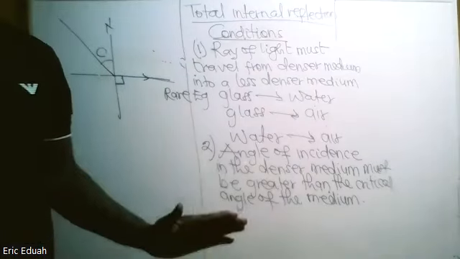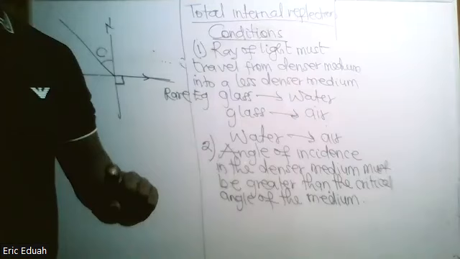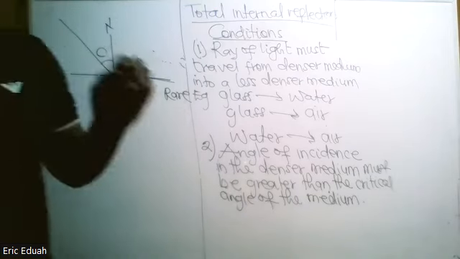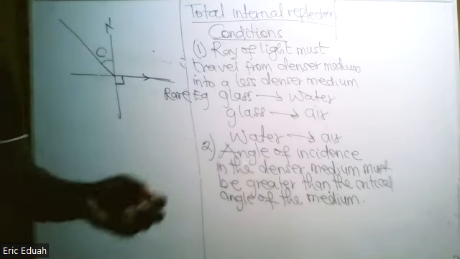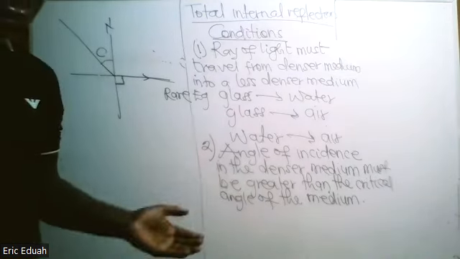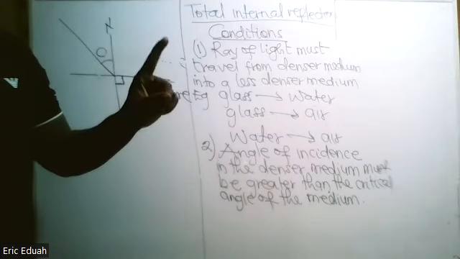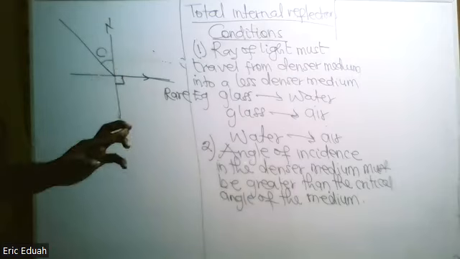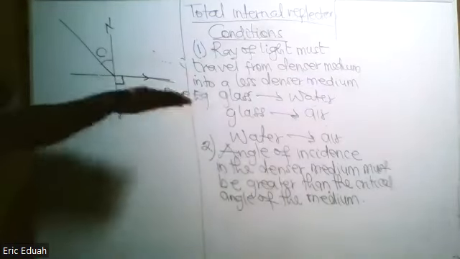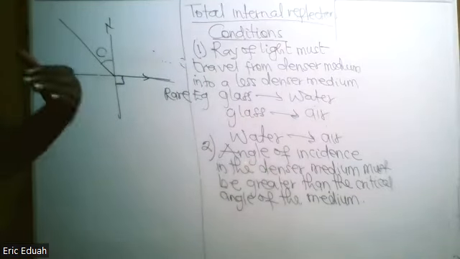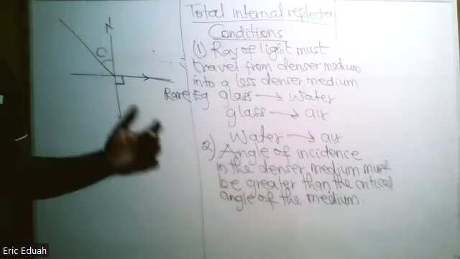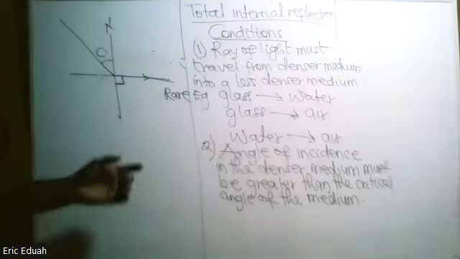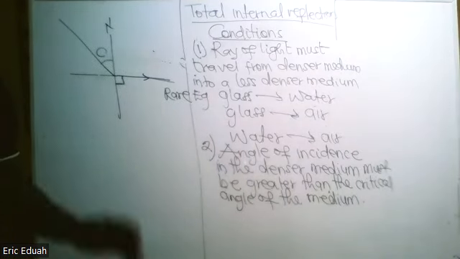Whenever light travels from a denser medium into a less dense medium, part of the incident light is reflected, part of it is refracted. The refracted ray is brighter in intensity, whereas the reflected is weaker. Now, as we increase the angle of incidence in the denser medium, a certain angle of incidence causes the angle of refraction to be 90 degrees, where the refracted ray is completely on the boundary between the two media. Any angle of incidence beyond this critical angle causes a complete reflection of the incident ray. And this is what we call total internal reflection.